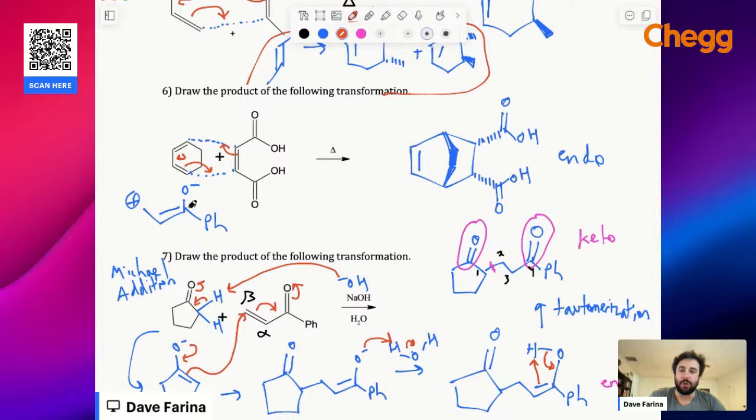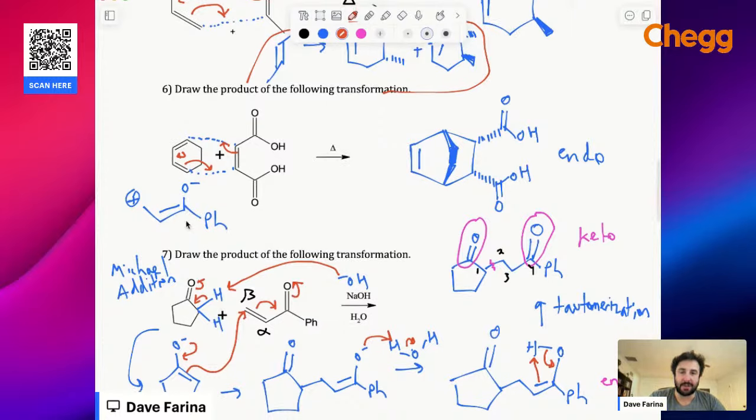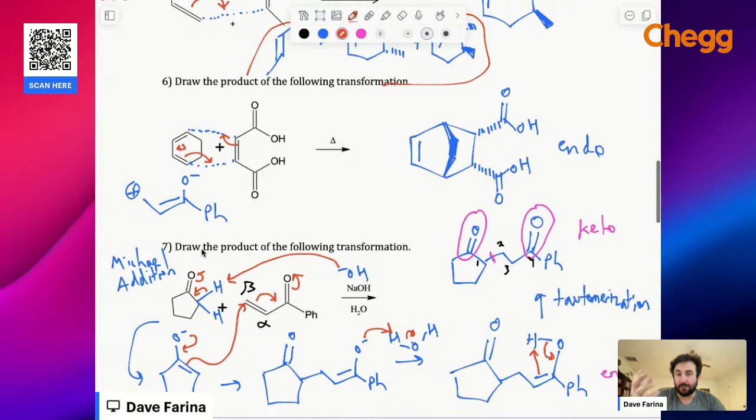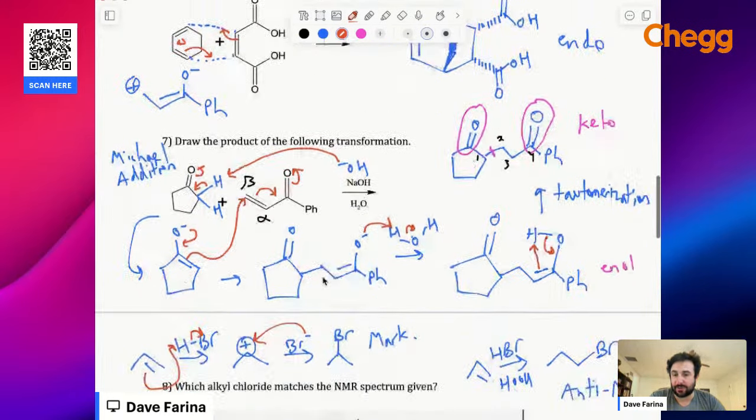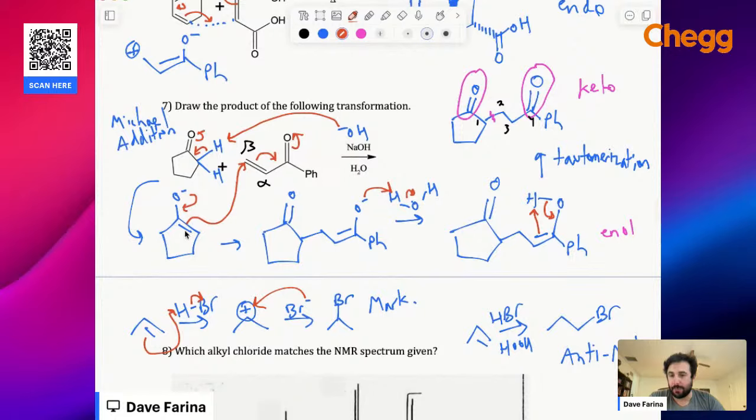So we usually don't use that. It's such a weakly contributing resonance structure, but it does inform the electronics of the electrophile. So that's going to go boom, and then that's going to go up there, kick that pi bond there, do that over there, right? So that's just how Michael addition works.